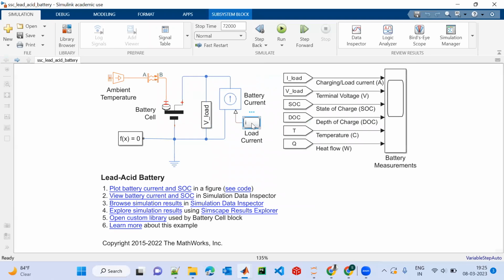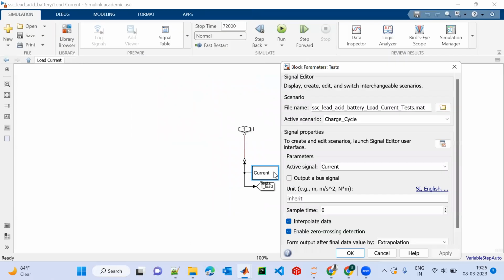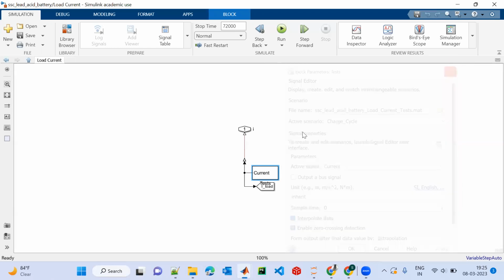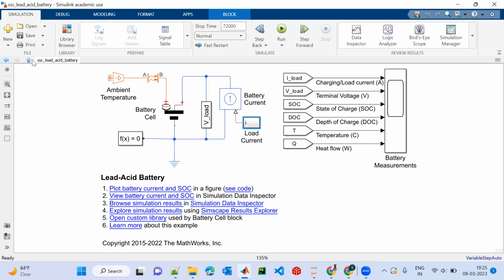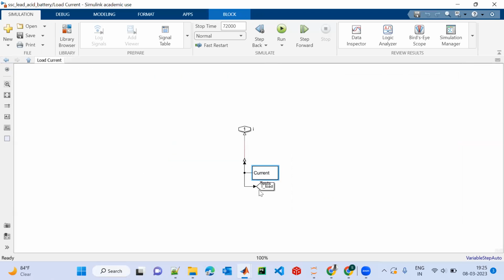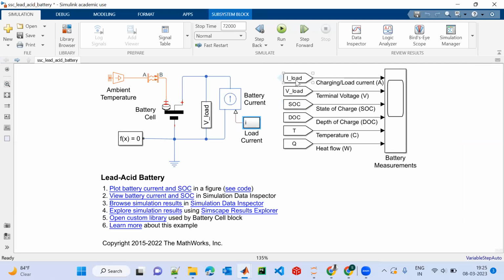Similarly, here, for this load current, some current profile is written inside this file. It's a mat file. Inside this, the current profile has been written. So based on this current profile, the battery is going to charge and discharge. We will come to this once we do the simulation. Also, to observe the current, we are storing this current profile in a Goto block called I_load, and using a From block with this same name I_load, we are observing the value inside a scope.